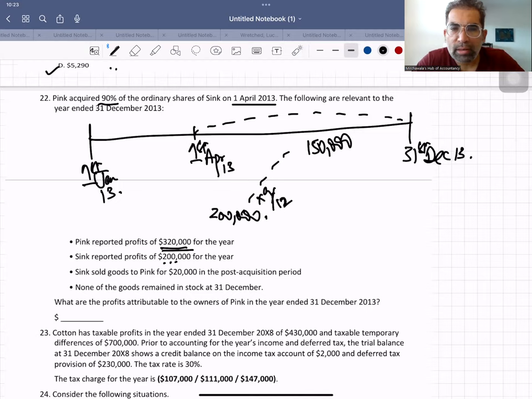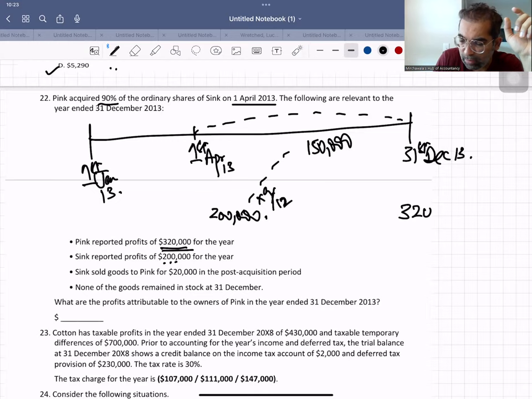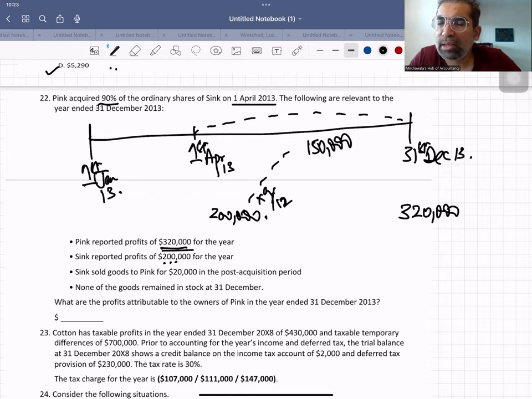Okay. So now parent company belongs to us. So complete 320,000 of parent company's profit belongs to group plus S company belongs to us for just the last 9 months. So last 9 months profits are 150. But again, check whether there is any P2S or S2P sale? Yes, in this question, Sync sold goods to Pink for 20,000 in the post acquisition period. But what is the good news? There is no URP. None of the goods remain in the stock at 31st December.